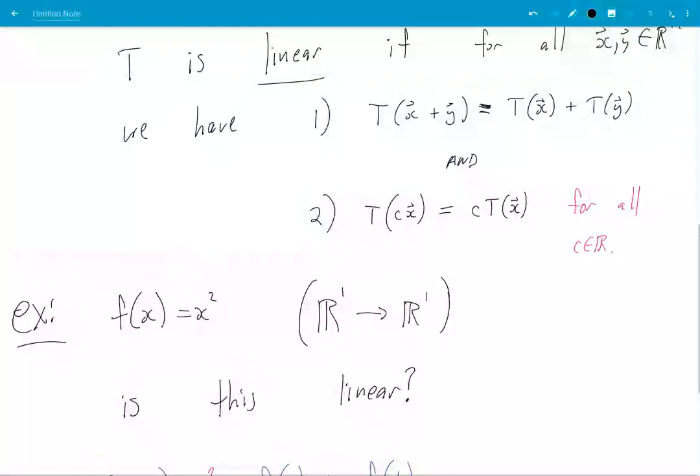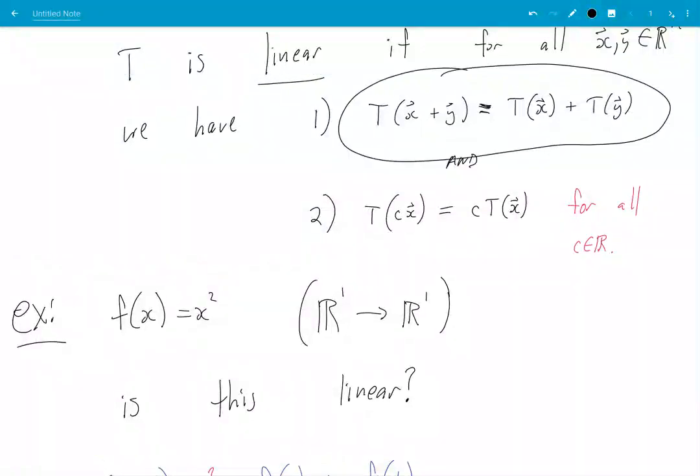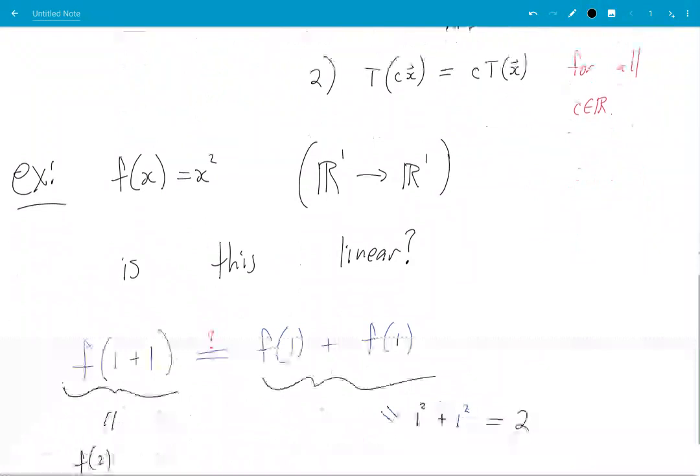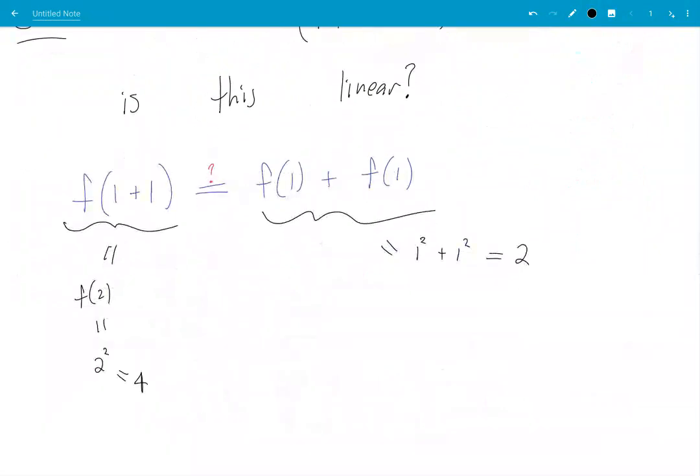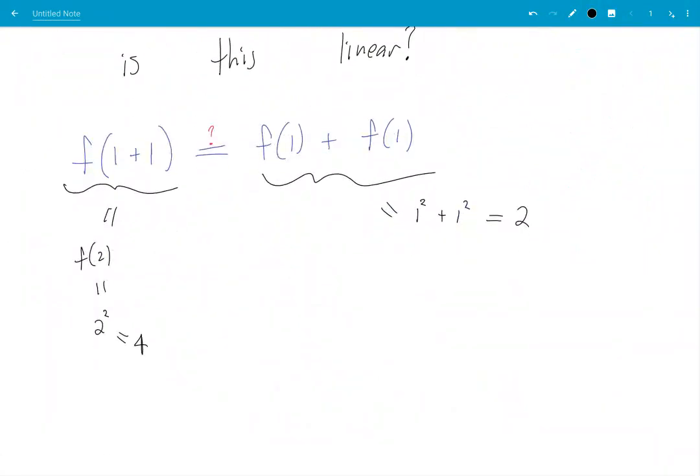Okay, this test is test number 1 here. So no, f fails condition 1.